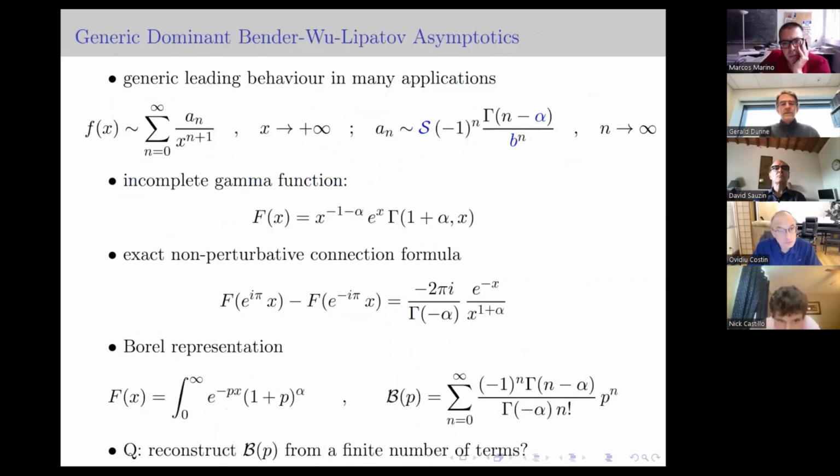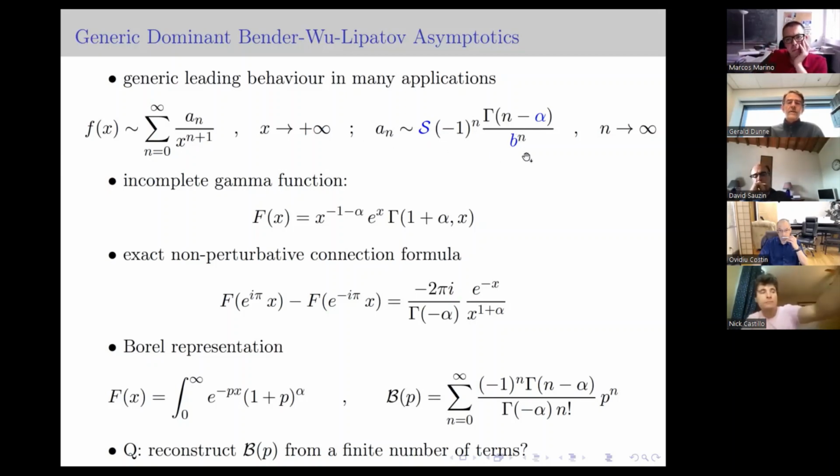So just to set the stage, let's take a very simple problem to start off, get a feel for how accurate things are and what can be done. Let's take the generic behavior of functions in most applications in physics. Here's an asymptotic expansion around x equals plus infinity, and the coefficients grow factorially with some power and there's some overall strength. The offset of the power tells us something about the fluctuation exponent near this singularity. B here tells us the location of the leading singularity, and this Stokes constant tells us about the strength of the contribution of this singularity.